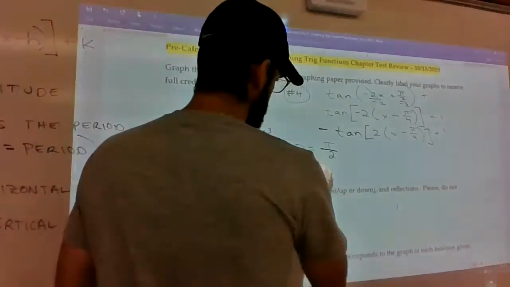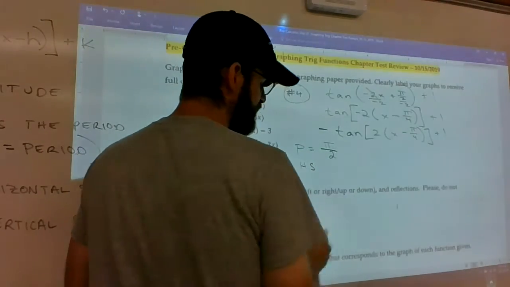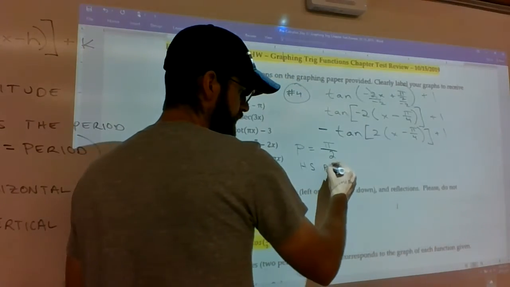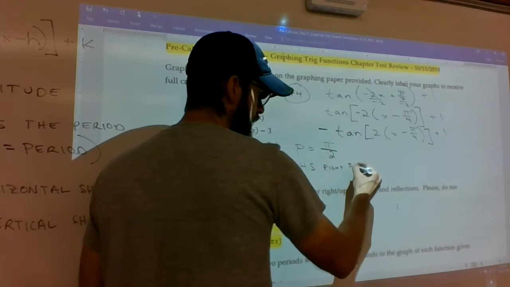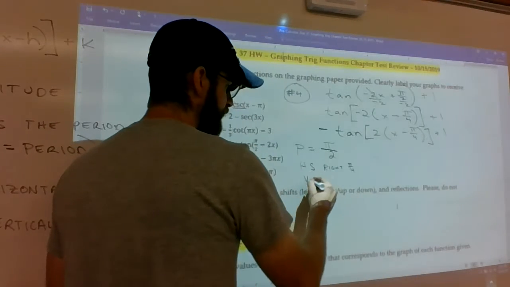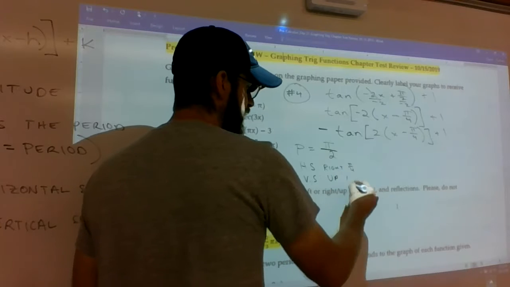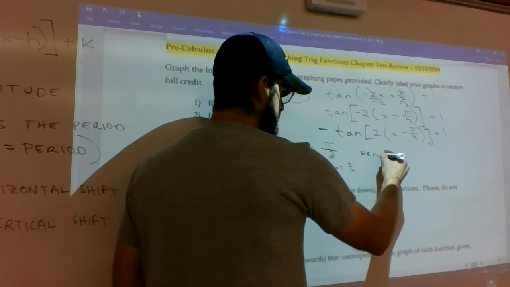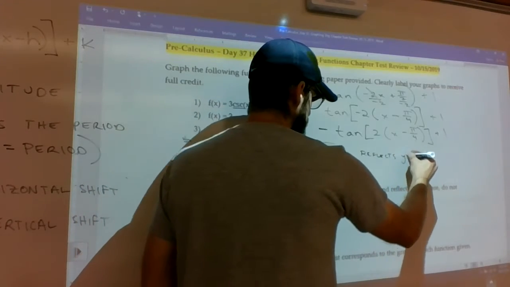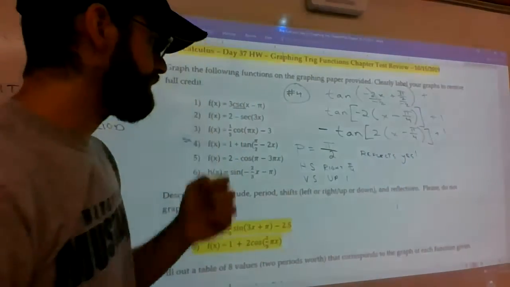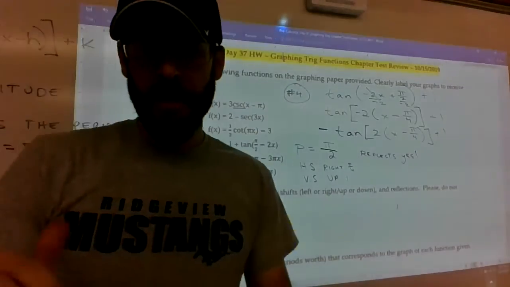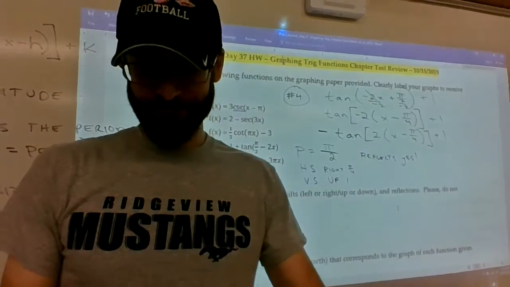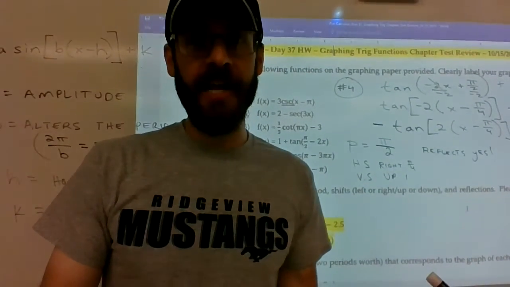What else do we got to decide? Yeah, horizontal shifting works just like cosine and sine. This means right pi over 4 units. This means the vertical shift is up 1 unit, and the negative means it is a reflection. Reflects? Yes. All right. Now, what if I asked you to build some of these functions from preordained characteristics?